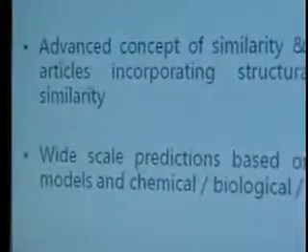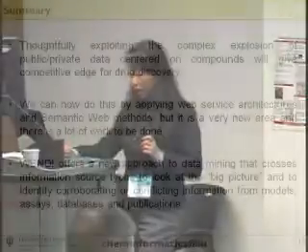And we will focus on the query compound and genes and disease relationships as well. Also, we would like to add some advanced algorithms like automated extraction of relationships from the literature, applied to PubMed abstracts and open access full text. And also, we would like to add an advanced concept of similarity and relevance of journal articles, incorporating structure and ontological similarity, and add wide-scale predictions based on more validated models and chemical biological AC networks.